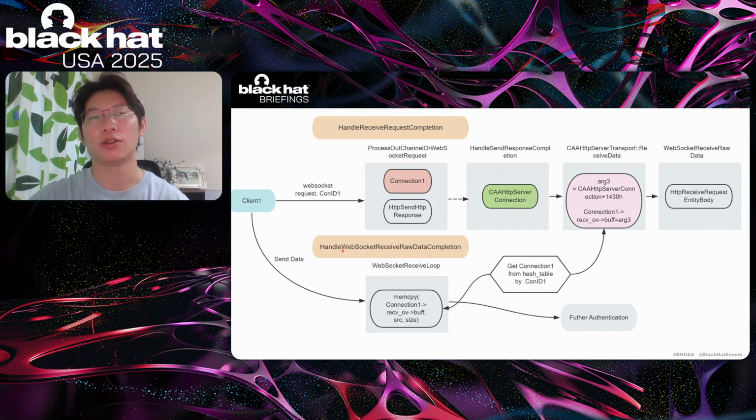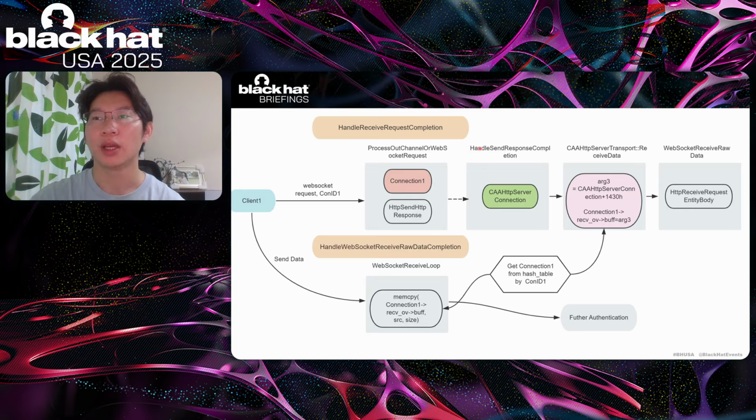Now, let's work through a normal connection process using this flow chart. First, the client initiates a WebSocket request to the server with a connection ID conID1. This triggers the server's HTTP receive request completion callback function. During processing, it calls the process out channel or WebSocket request function, which allocates a new connection structure for this connection and stores it in a hash table. Later, it calls send HTTP response to send messages to the client.